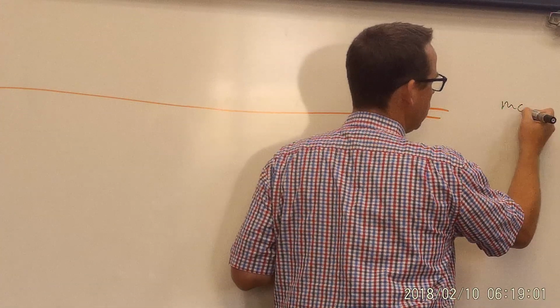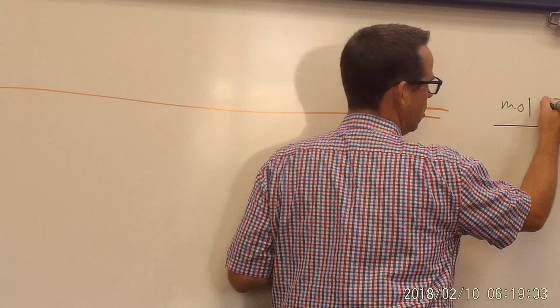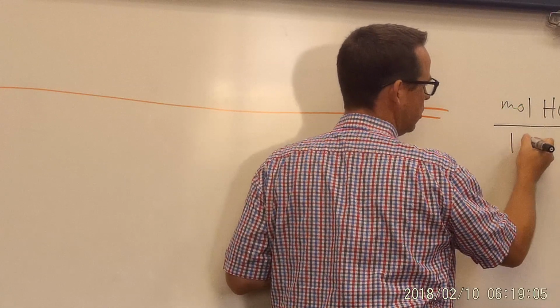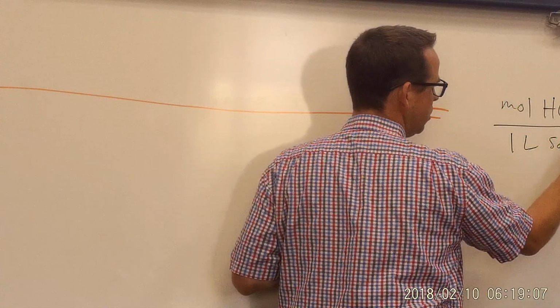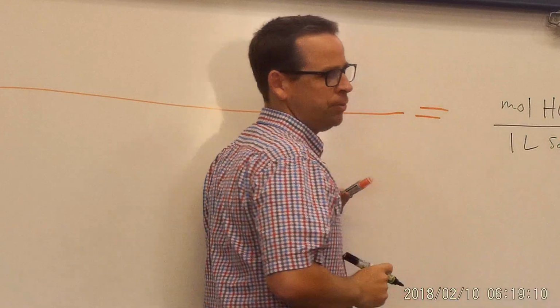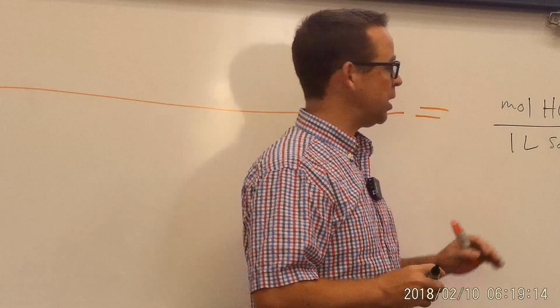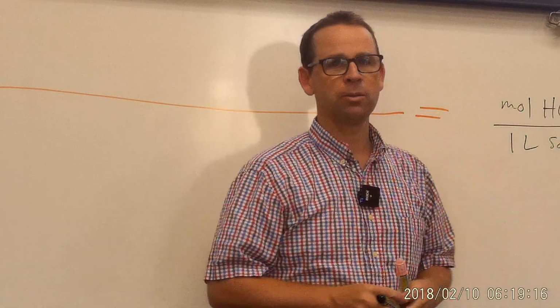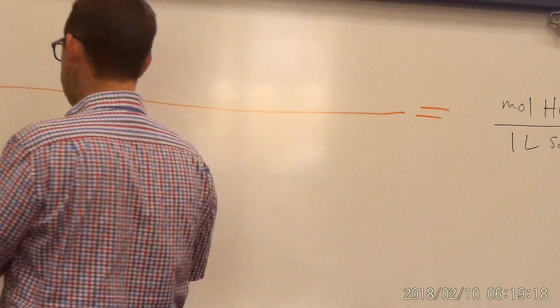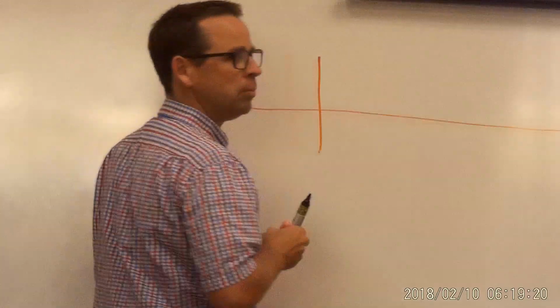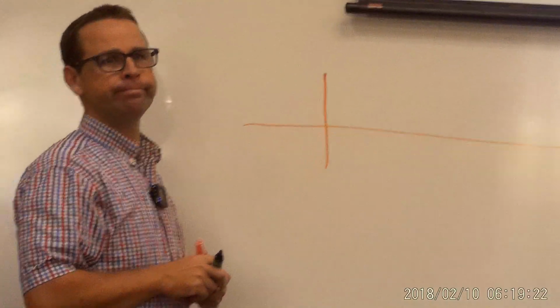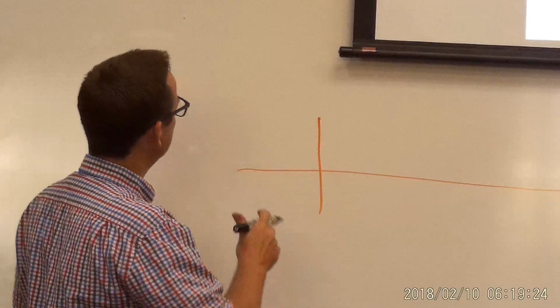Very good. Moles of what? HCl for every 1 liter of solution. Is that true? Yeah, they're asking what's the concentration of the HCl. There it is, concentration, moles per liter. What are we going to start with? The top left here. 1.3.